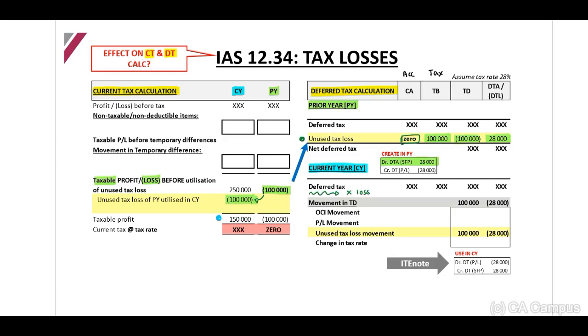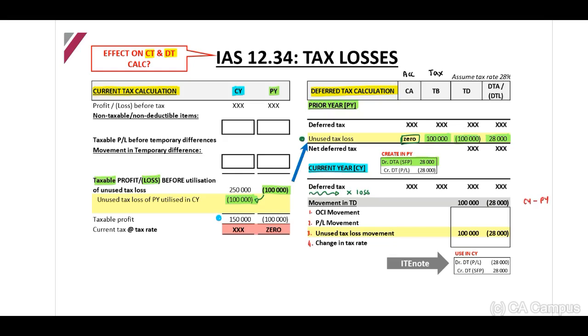Right. Now, you will also remember, in terms of our deferred tax, I have recommended that you always divide your movement, which is your current year minus your prior year, into your OCI, your profit and loss, your unused tax loss, and your change in your tax rate.